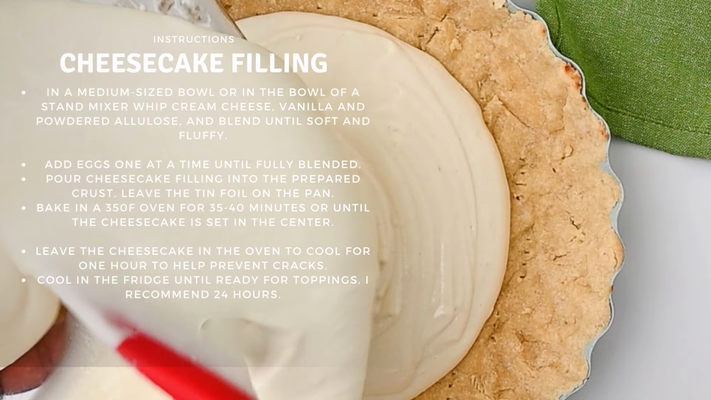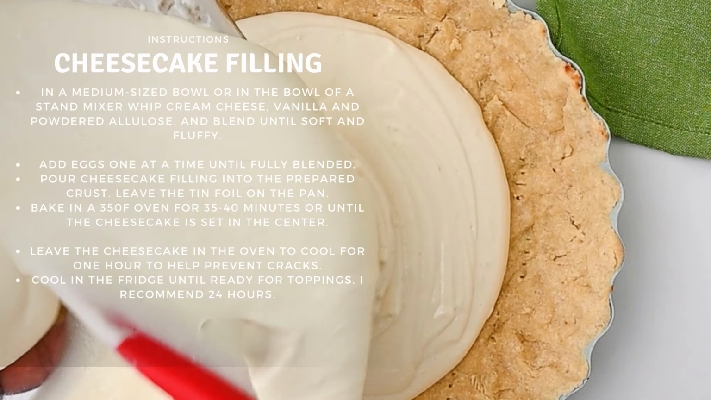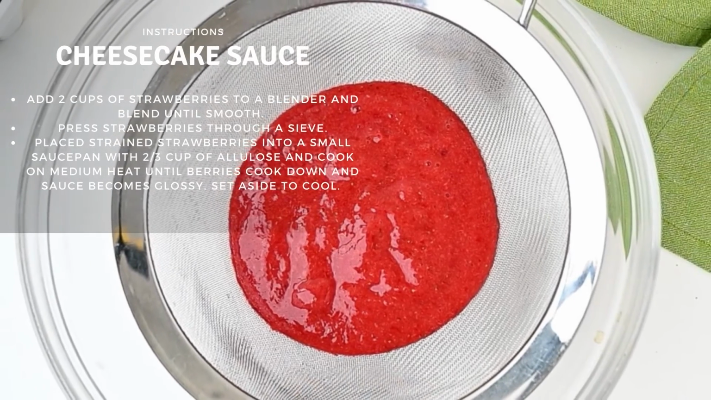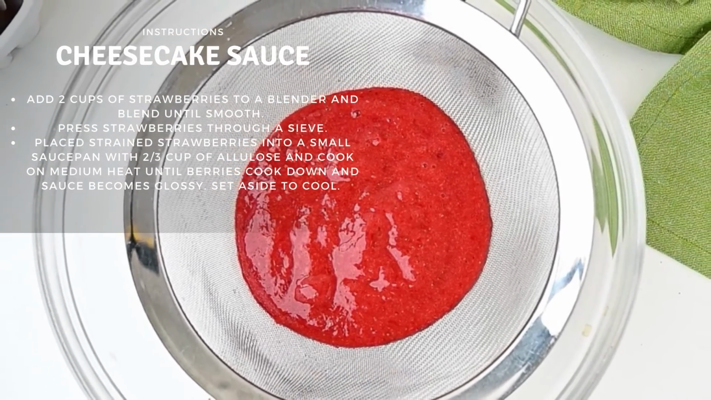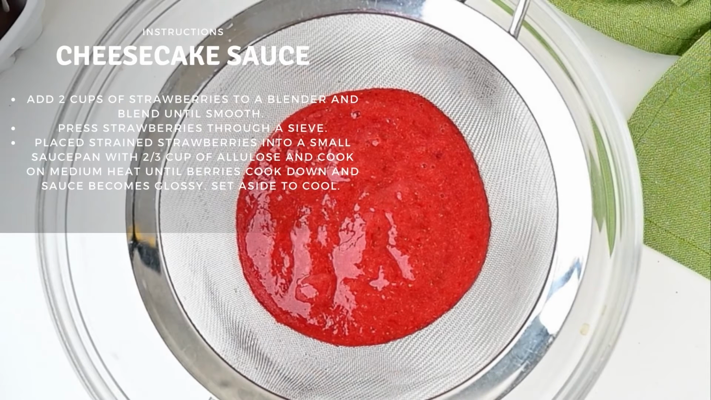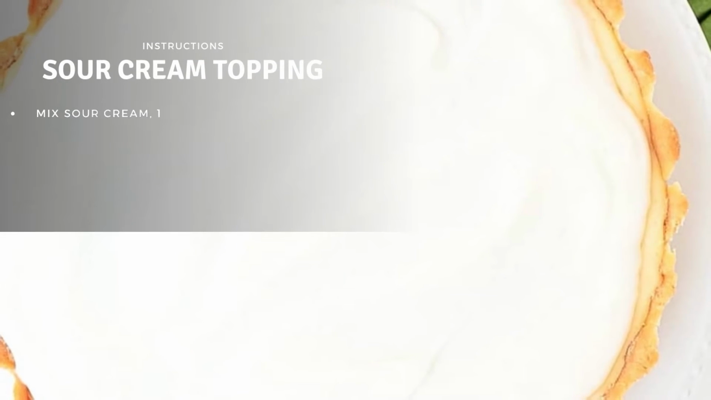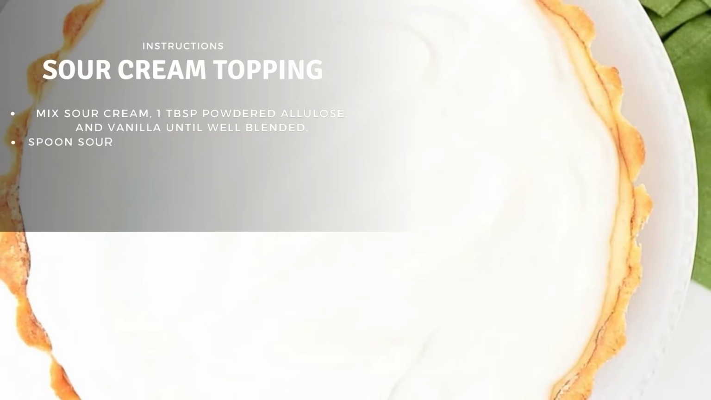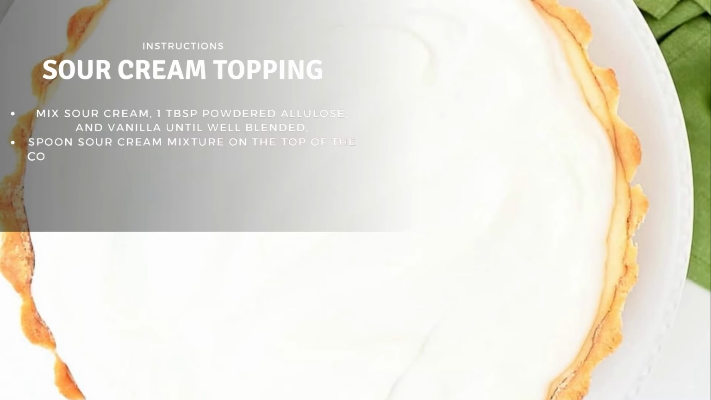Okay, next is the cheesecake sauce, your typical strawberry sauce. First you want to blend it, then you want to cook it down, and then you want to add some sweetener to it and set it aside to cool. And now your sour cream topping. Very simple. You're just going to sweeten it with your sweetener of choice, and then add it to the top of your cool cheesecake.